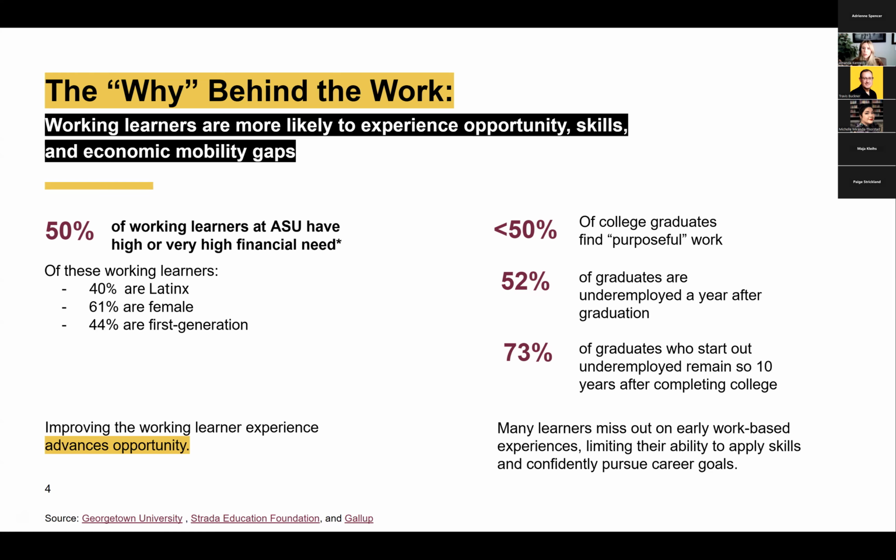So the data on the left side of the screen actually comes from our own annual student employment survey that we facilitate here at ASU. You might remember getting a survey to complete sometime in February earlier this year. That goes out to all student employees and supervisors on an annual basis. And from that survey, we identified that 50% of working learners here at ASU have a high or very high financial need. And in addition to that, a disproportionate percentage of students in this group are also part of historically marginalized and disenfranchised communities.